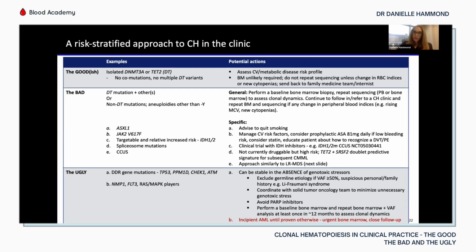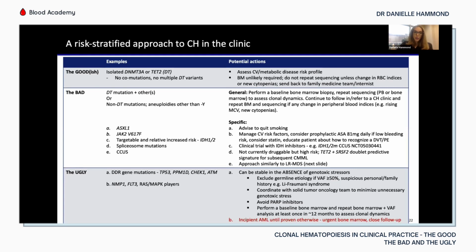So in these patients, I aggressively manage cardiovascular risk factors. I consider giving them prophylactic low-dose aspirin if their bleeding risk is low. I consider actually adding a statin if they aren't already on one. And I definitely educate them about how to recognize clinically a DVT or PE.